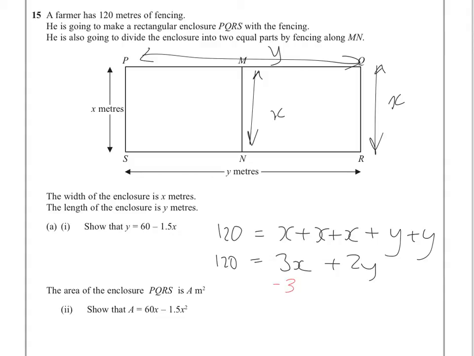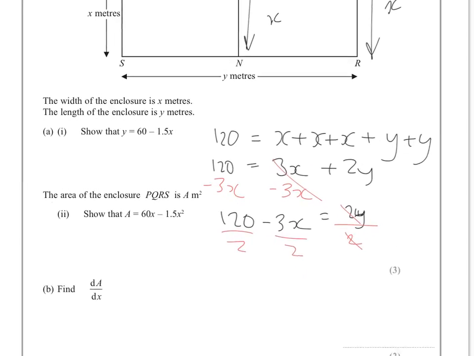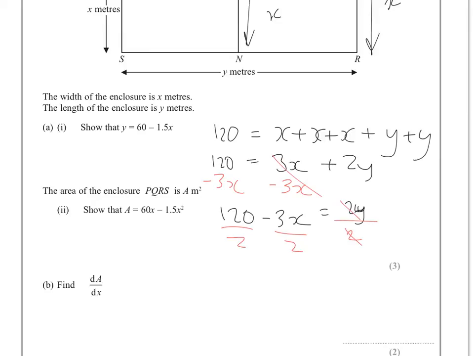Taking away 3x from both sides, 2y equals 120 minus 3x, and finally dividing by 2, which leaves me with the solution y equals 60 minus 1.5x.